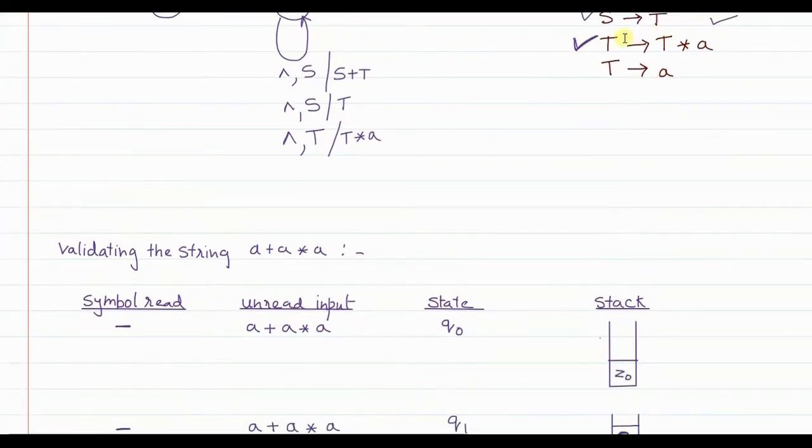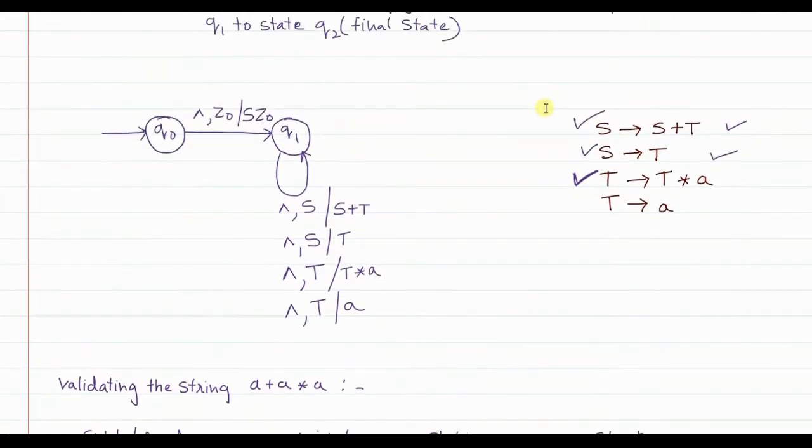T can be replaced with T into A, but T also can be replaced with a single A. So that possibility is also there. So another production: when nothing is read as input, and suppose T is on top of the stack, T can be replaced with T into A, but T can also be replaced with A. So I can also write T can be replaced with A. So these are 4 transitions for all these 4 productions.